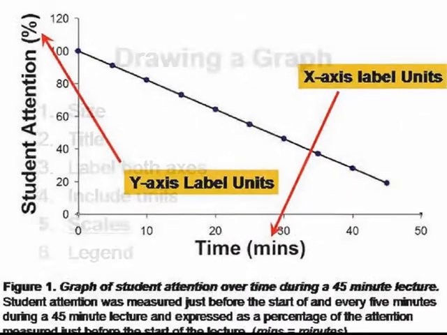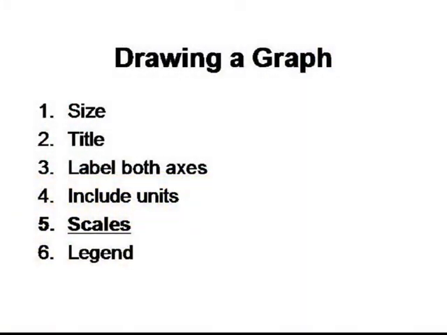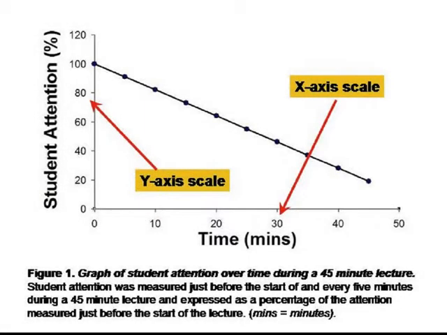Next we come to marking axis scales. Label the quantities on both axes. In the graph on the slide, you can see the y-axis scale is labeled from 0 to 120% in increments of 20, and the x-axis is labeled from 0 to 50 minutes in increments of 10.